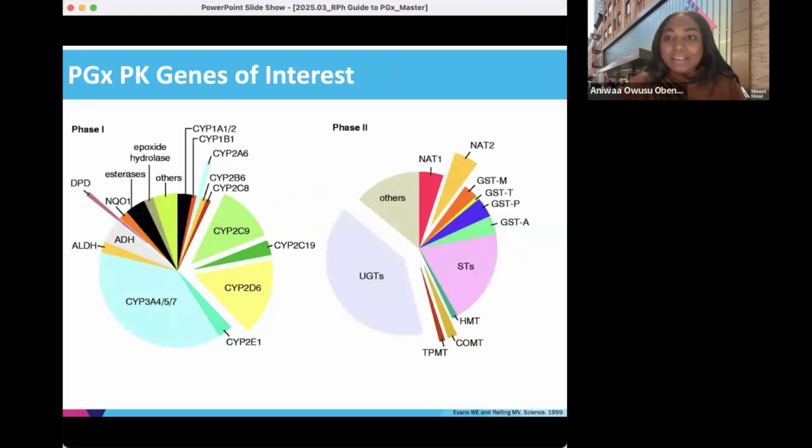You may have heard CYP enzymes a lot whenever you hear pharmacogenomics, and you would be correct to be familiar with that because when it comes to pharmacokinetics and pharmacogenomics, cytochrome P450 enzymes or CYP enzymes are very, very important. So as you're seeing here, phase one enzymes such as CYP3A4, 3A5, 3A7, CYP2D6, CYP2C9, CYP2C19. These are very, very popular in pharmacogenetics. This is because they are involved in so many of our prescription medications.